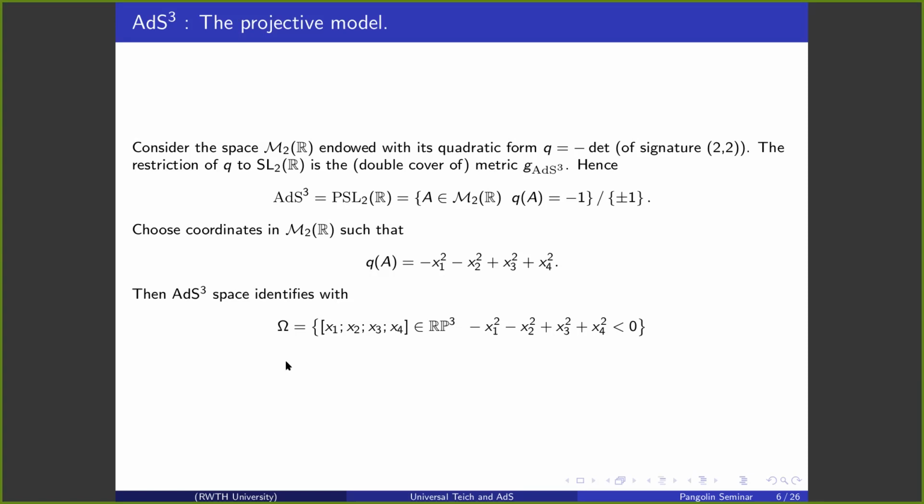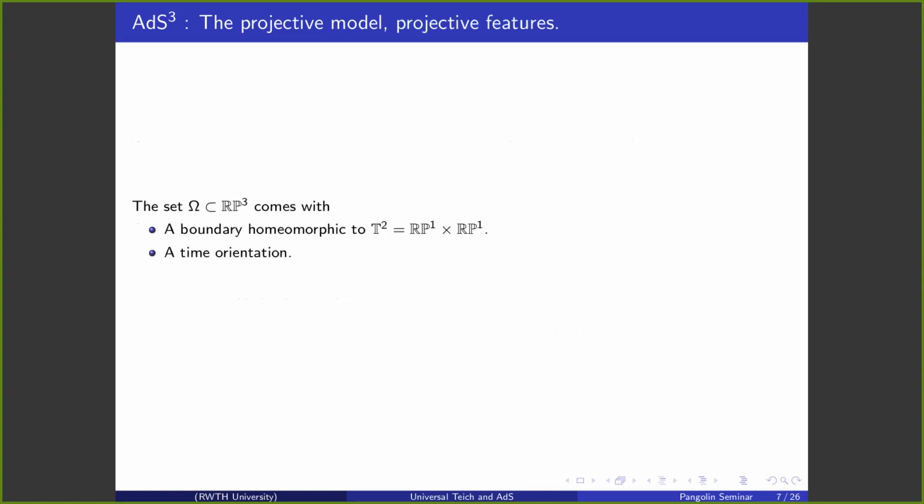So what is the outcome of this reconstruction? What is the gain? Well, seeing AdS inside RP3 allows us to define a boundary.